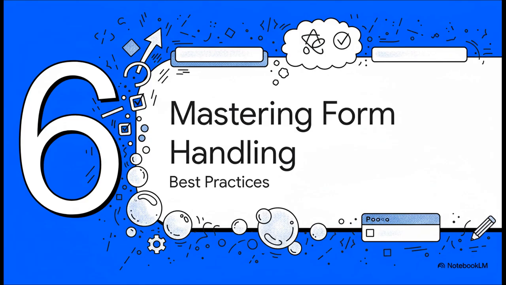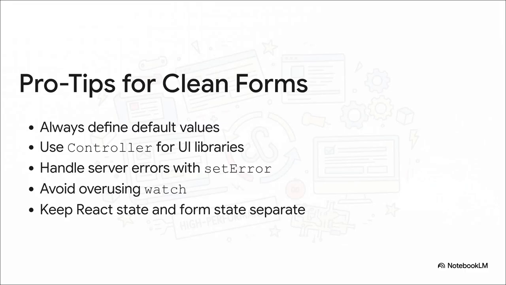All right, so we've seen why React Hook Form is pretty much the king of the hill right now. So let's wrap up by talking about how to use it like a pro and build some truly rock-solid forms. To really get the most out of it, keep these pro tips in your back pocket. Always set default values. It prevents some weird bugs. Use the setError function to handle errors that come back from your server. And just be careful with the watch function. It's great, but if you overuse it on a really heavy component, you might accidentally bring back those performance problems you're trying to solve in the first place.